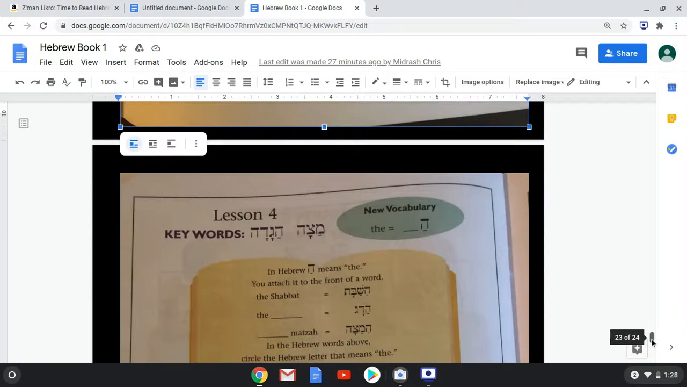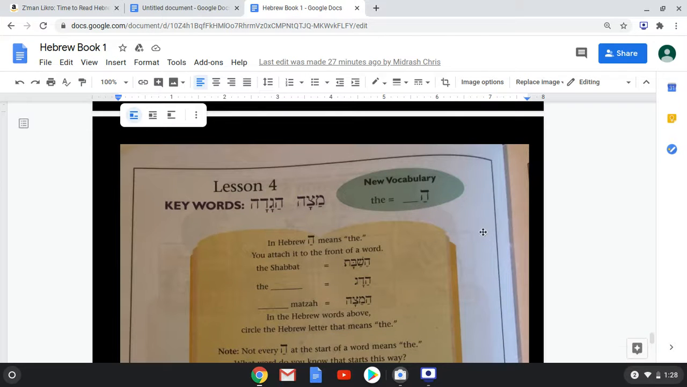Okay, our last page, I believe, for lesson 4. So they explain, like we talked about, that if you have hey and a patach underneath it, ha, that means the. Anytime you put that in front of something, it's going to be the whatever. Like we had ha-Shabbat, the Sabbath, ha-dag, the fish. In Hebrew, ha means the. You attach it to the front of a word. So Shabbat, the Shabbat is HaShabbat. Dag, what's dag? The fish. Hamatzah, what's matzah? The matzah.